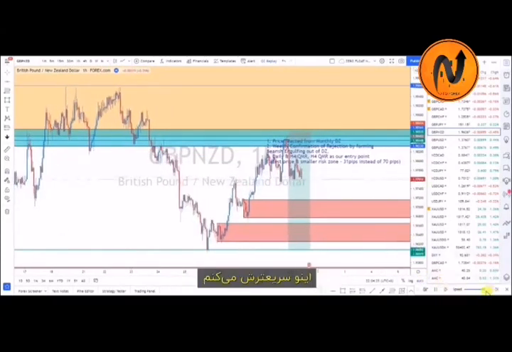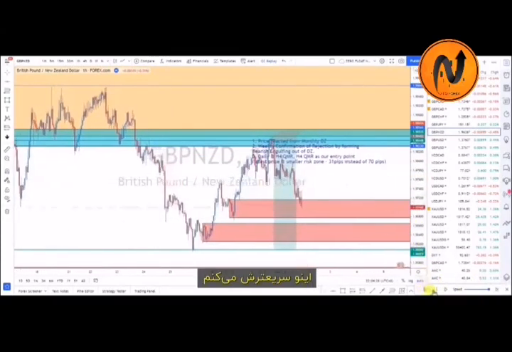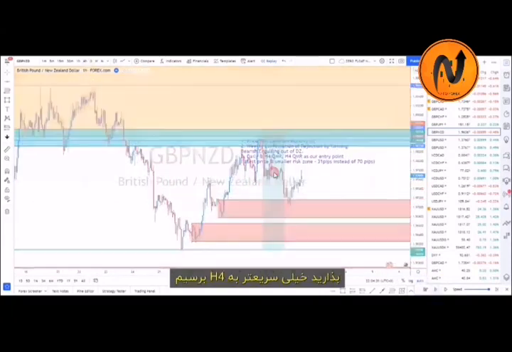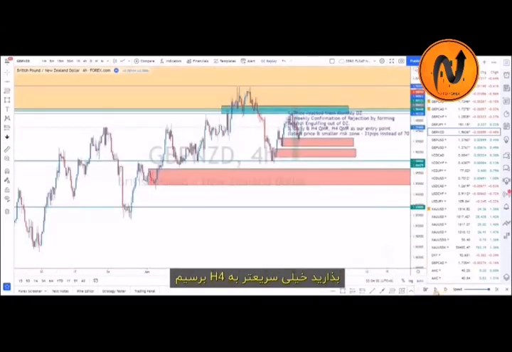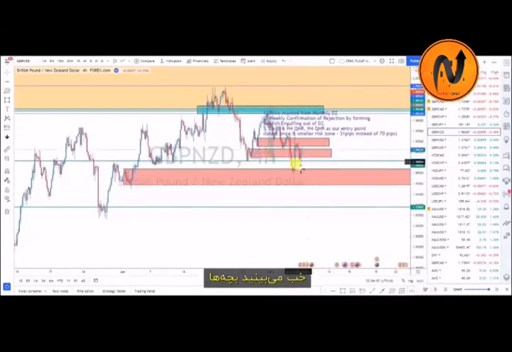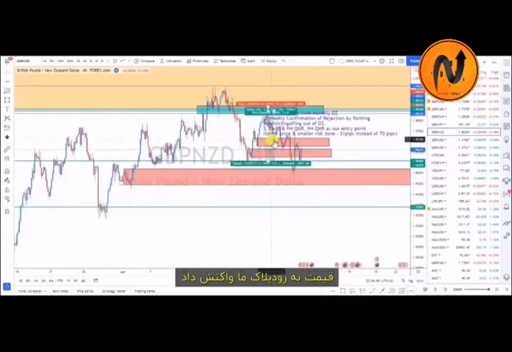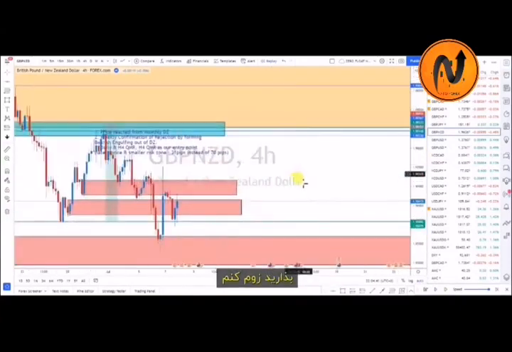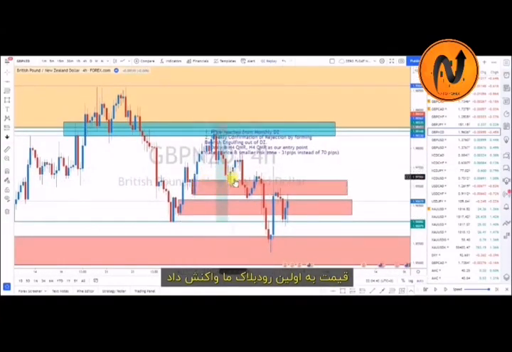So I'm going to make it faster. Okay, let's go to the H4, much faster then. Okay, you see guys, price reacted to our roadblock. You can see that, right? Price reacted, let me zoom in a bit. Price reacted to our first roadblock. See, it reacted and went back up.